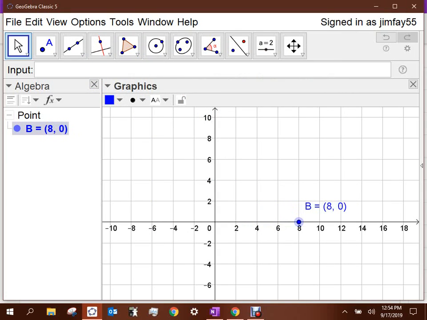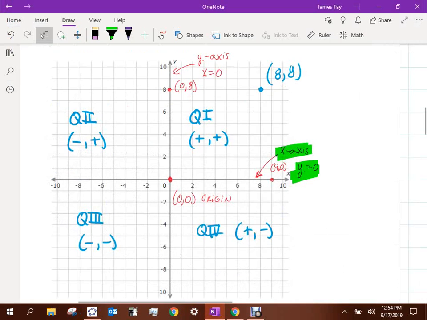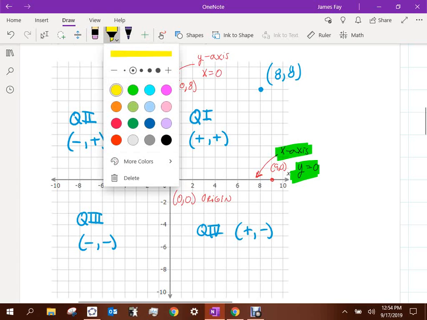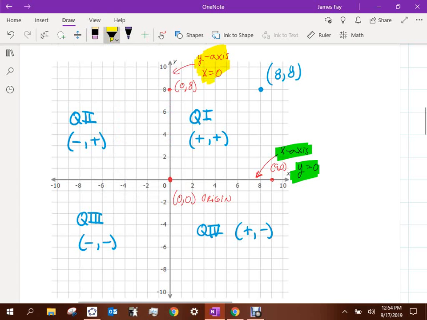So right now we're at 8, 0, right? And keep going, 10, 0, okay? But no matter where I put point B, what is the y value? 0, okay? So y is always 0 for a point that is on that axis, right? So that's the logic of why we say y equals 0. So y is 0 for any point that is on the x-axis. Okay? So if we understand that, then that hopefully allows us to understand this one.